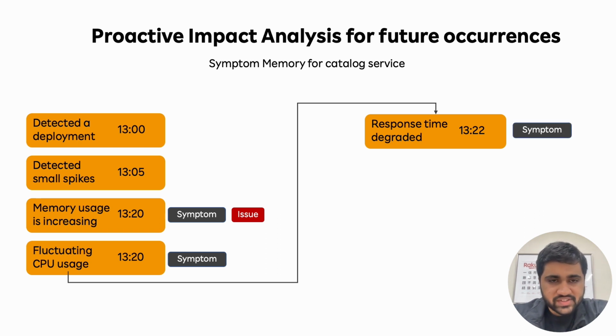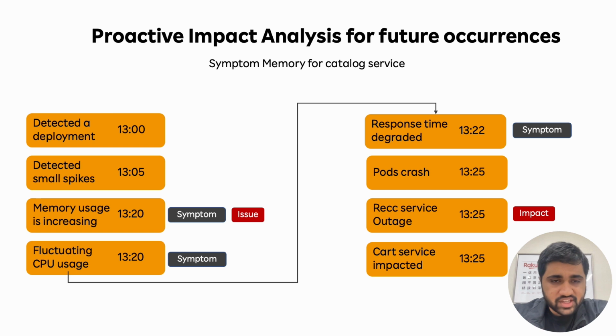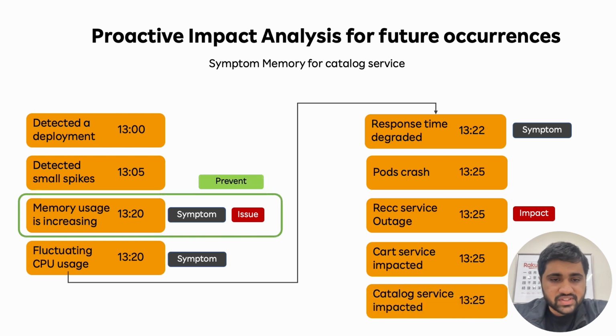Now, that response time degrading is a symptom of the core issue as well. Because of the response time degrading, the pods will crash and your catalog service is down. Because of that, the impact is also on a recommendation service connected to your catalog service. And because your recommendation service is down, your cart service is down as well, and your catalog service is also down. So because one deployment was faulty, you had the recommendation service go down, the cart service go down, and the catalog service go down. You had three services go down within 25 minutes because of some deployment change.